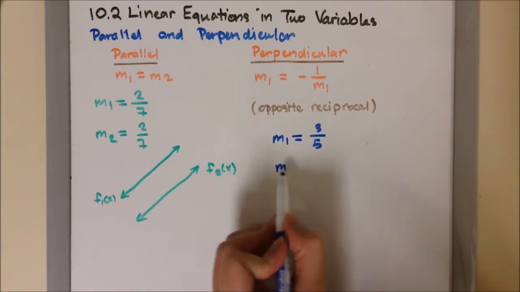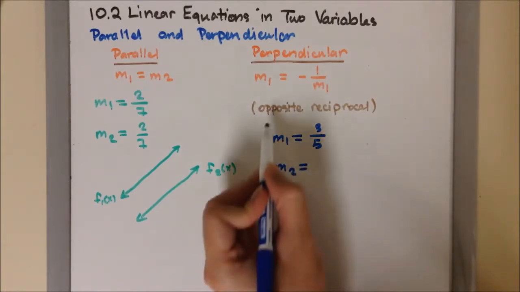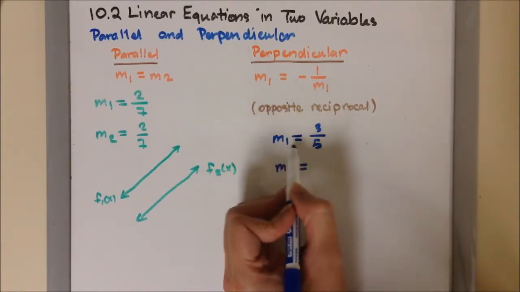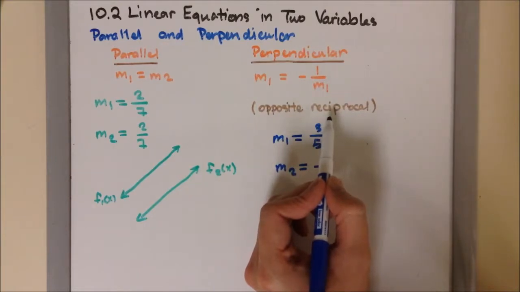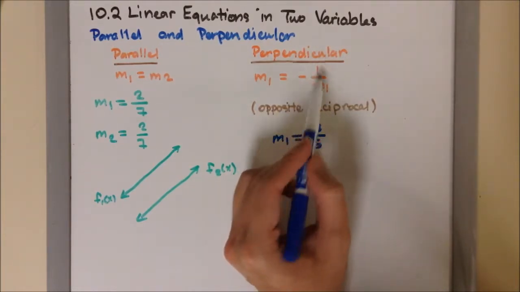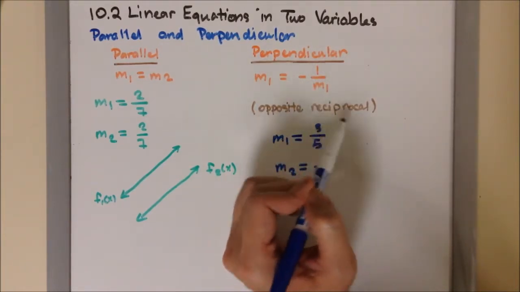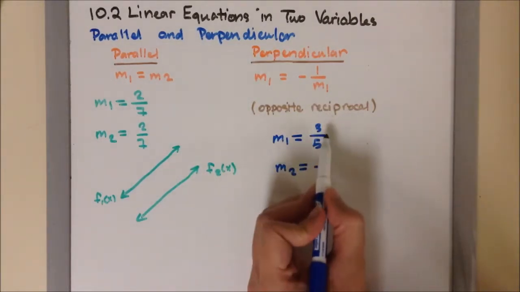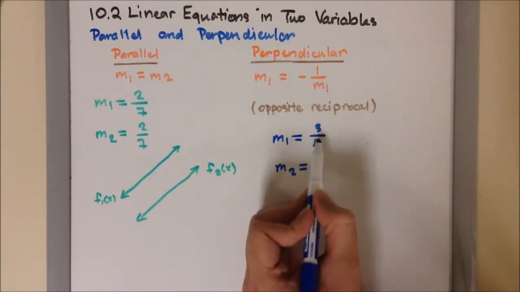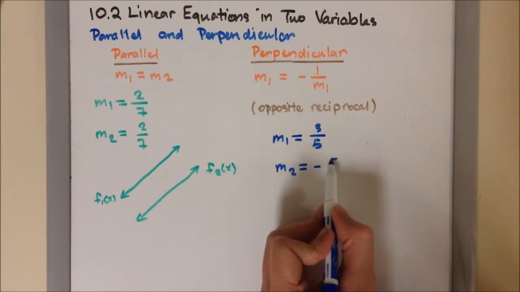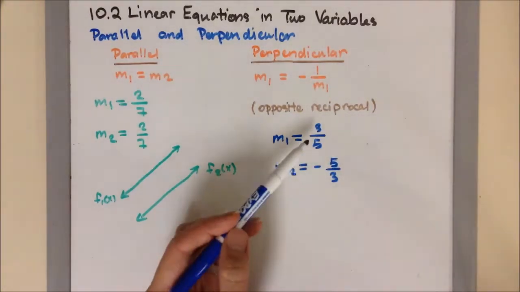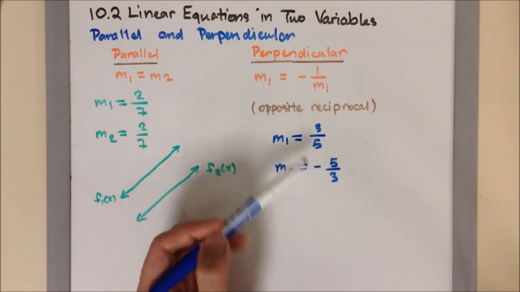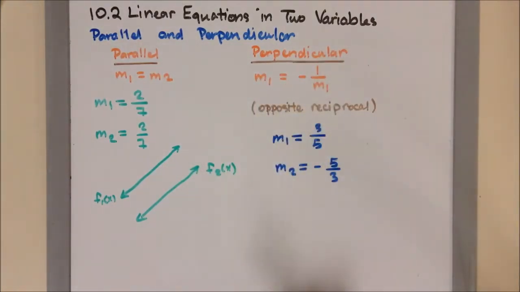So for my second slope, m sub 2, first it has to be opposite. Since m sub 1 is positive, then m sub 2 is negative. Reciprocal means to flip. That's what happens when you put 1 over the slope, or 1 over a fraction. You're just doing the reciprocal. So the reciprocal of 3 over 5 is simply 5 over 3. So these two slopes are opposite to each other and reciprocal, so these two slopes will be perpendicular.